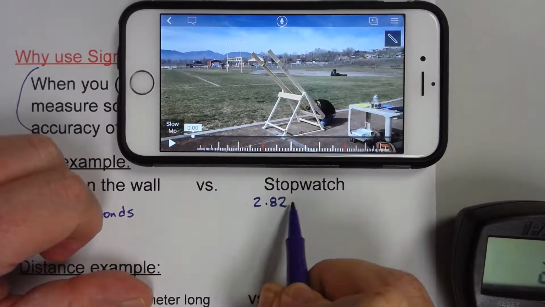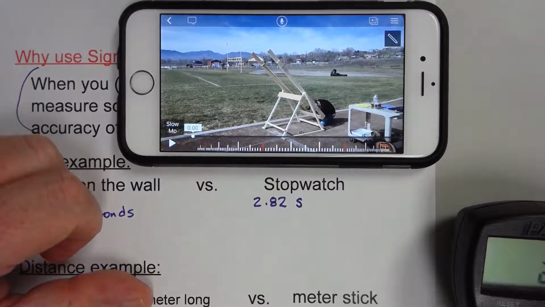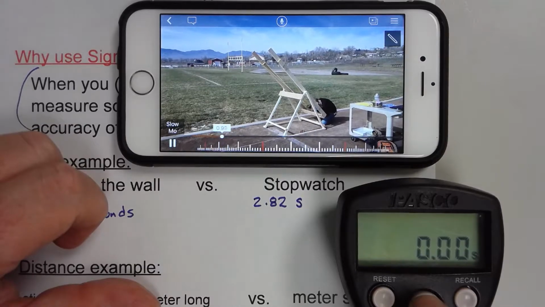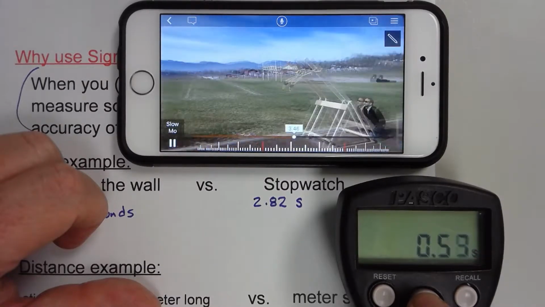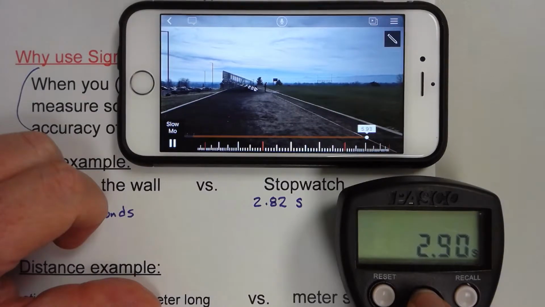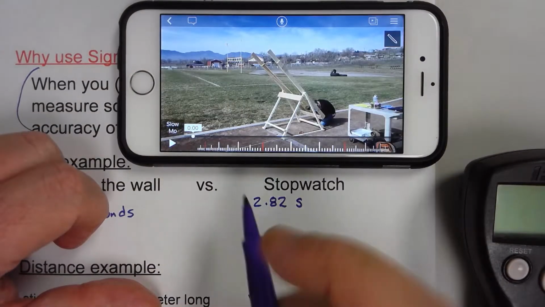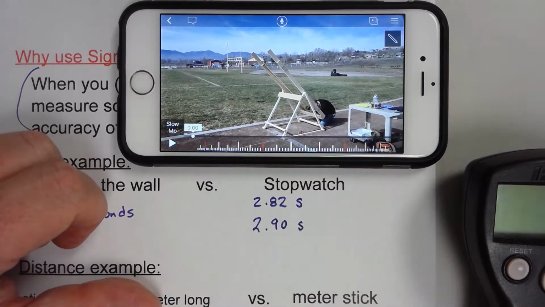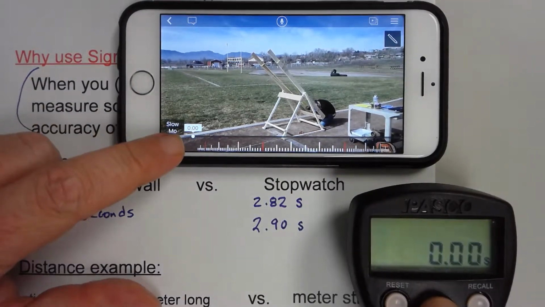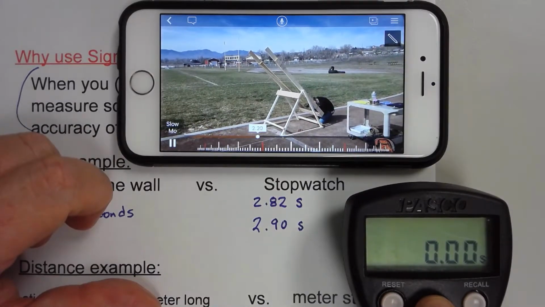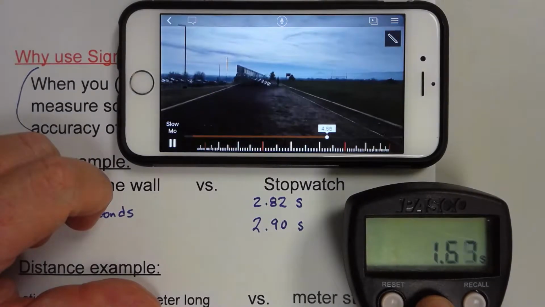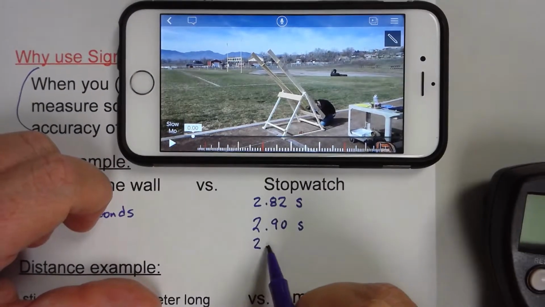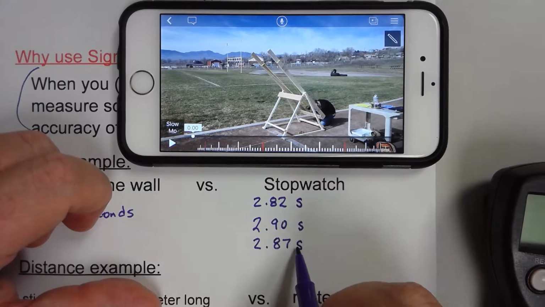Let's try it again. Careful when you're making those 2s so they don't look like 5s. So we'll reset this and push play again. Fire. Trying to start it when the water balloon leaves to when I see the splash, and I got 2.90 seconds that time. Let's do it again. Fire. 2.87 seconds. And one more time.